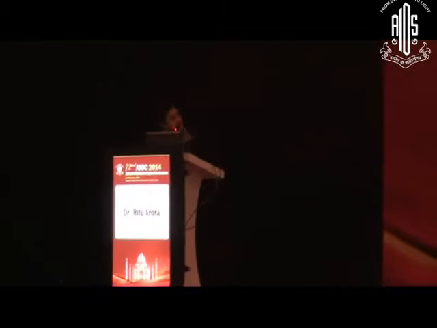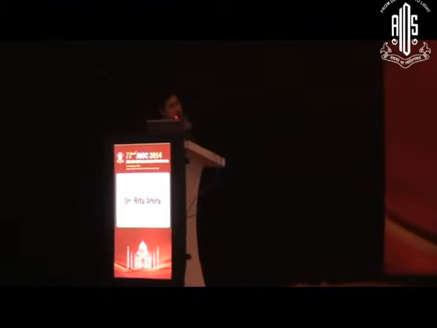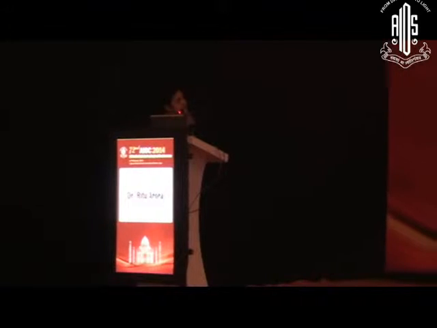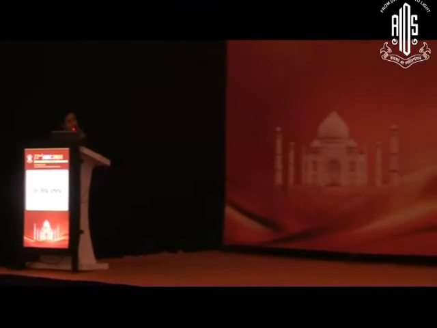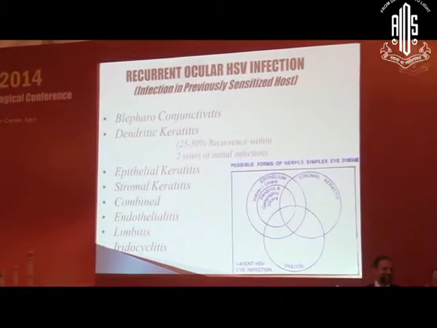In primary ocular HSV infection, it is the first infection in a non-immune host. It could be in the form of blepharitis, vesicles, conjunctivitis, or a dendritic keratitis. And a recurrent ocular HSV infection, which means infection in a previously sensitized host, it can have different ways of presentations.